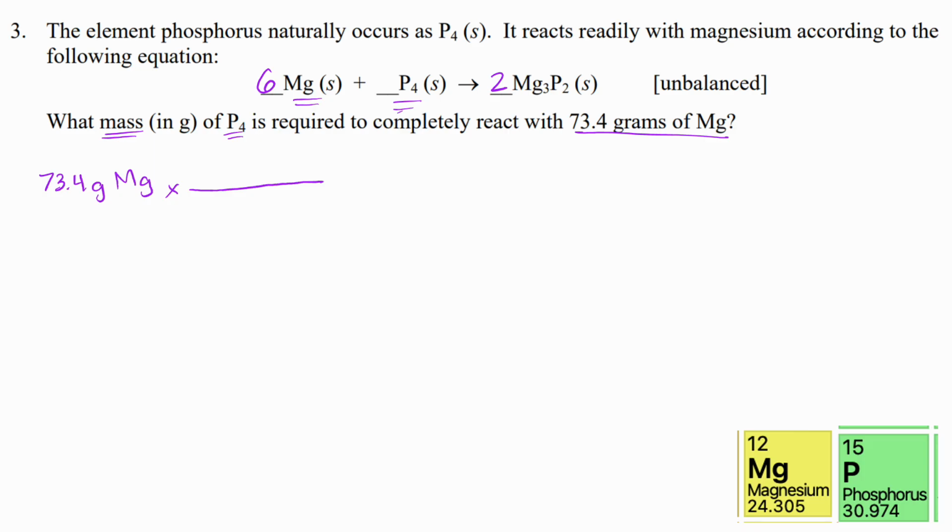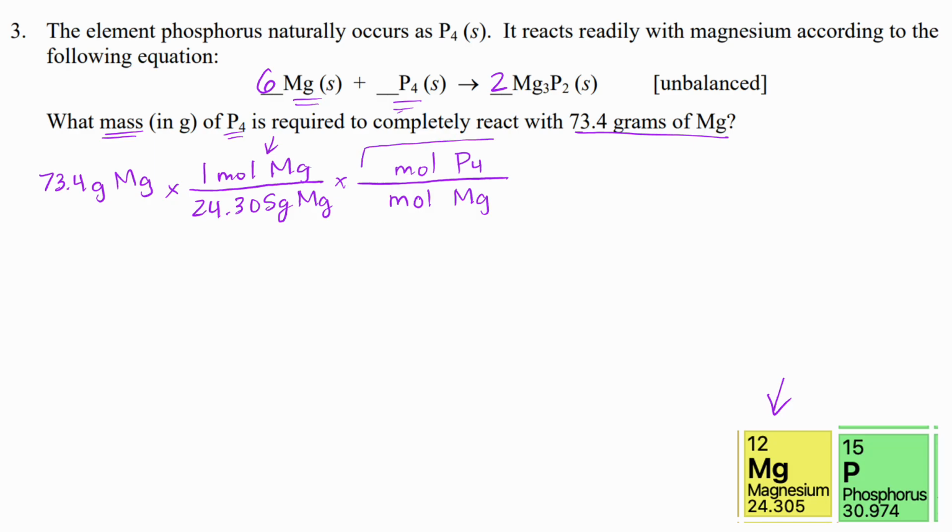So if I just want magnesium, I know 1 mole of magnesium is equal to the molar mass on the periodic table. And on the periodic table, magnesium is 24.305 grams. Now that I'm in moles of magnesium, I can do the mole ratio to go from magnesium to P4. Whatever numerator unit you have here is going to go on the denominator of the next. So I'm trying to get rid of moles of magnesium, and I want to end up with moles of P4.